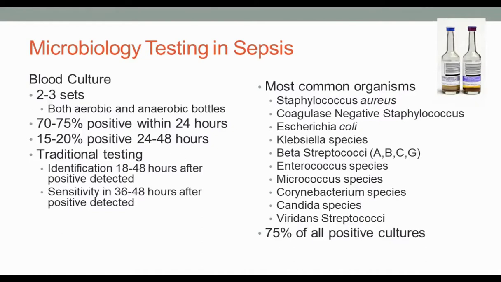The positive bottle is subcultured, and the organism typically grows after overnight incubation. Using traditional microbiology techniques, the identification of the organism is completed in 18 to 40 hours. The susceptibility testing is completed in 36 to 48 hours after the culture bottle flags as positive. You can see the list of the most common organisms that we see in our laboratory. These 10 organisms account for 75% of the positive blood cultures.